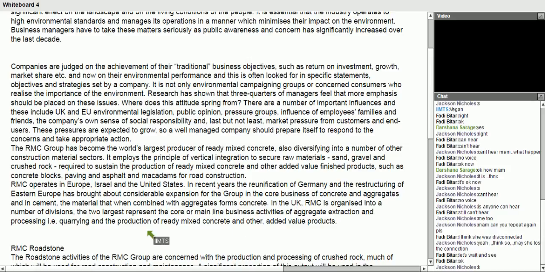In the UK, RMC is organized into a number of divisions. The two largest represent the core or mainline business activities of aggregate extraction and processing, that is quarrying, and production of ready mixed concrete and other added value products.